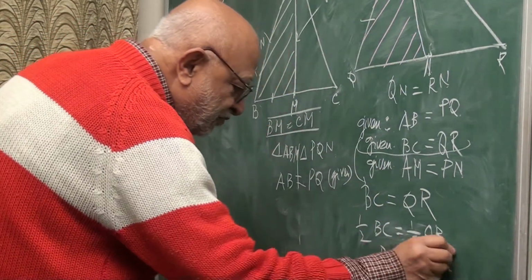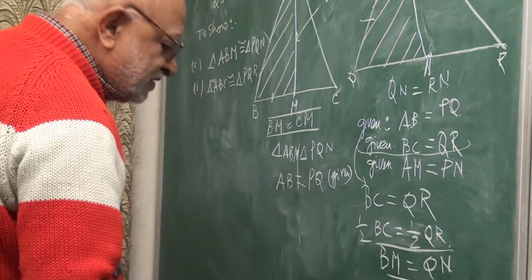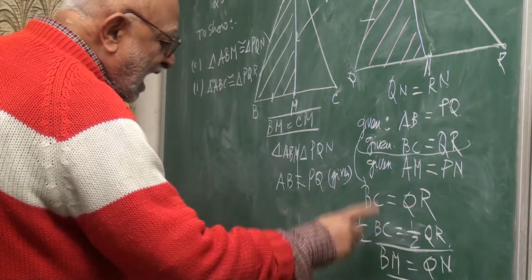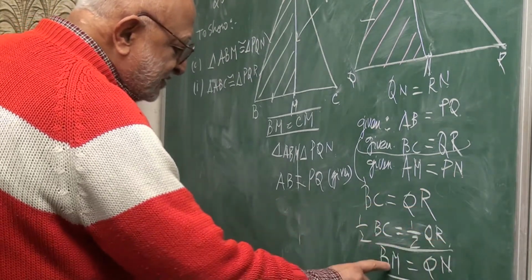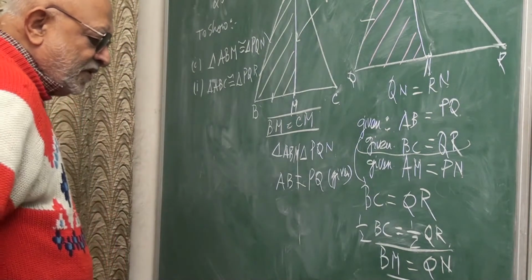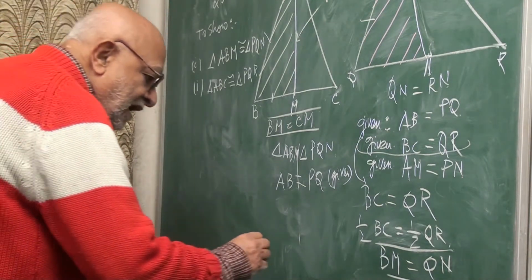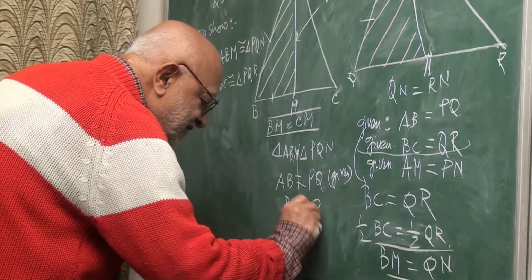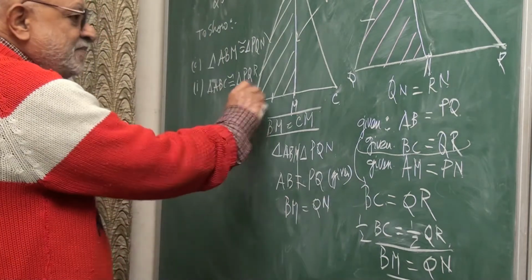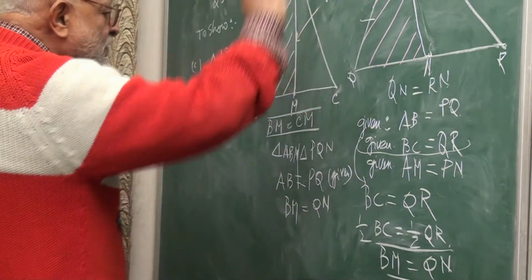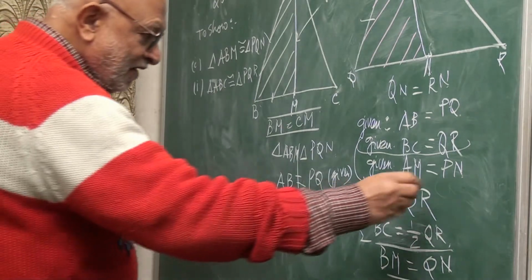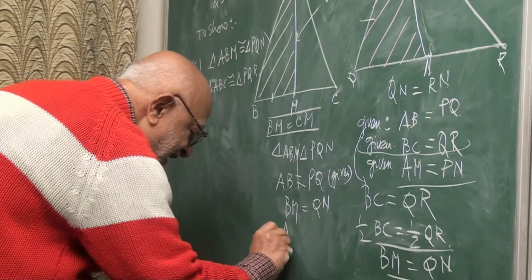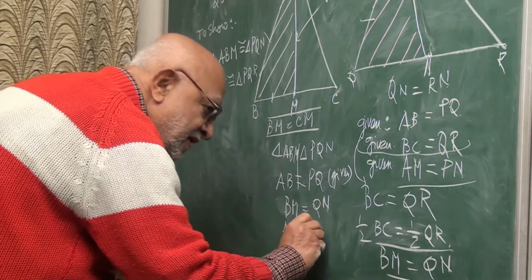So this I need to prove before I write it there. So I stopped and I proved this one. Because this is equal, half of them should also be equal, and so BM is equal to QN. So I will write BM is equal to QN. So BM is equal to QN, and it is also given AM equal to PN.